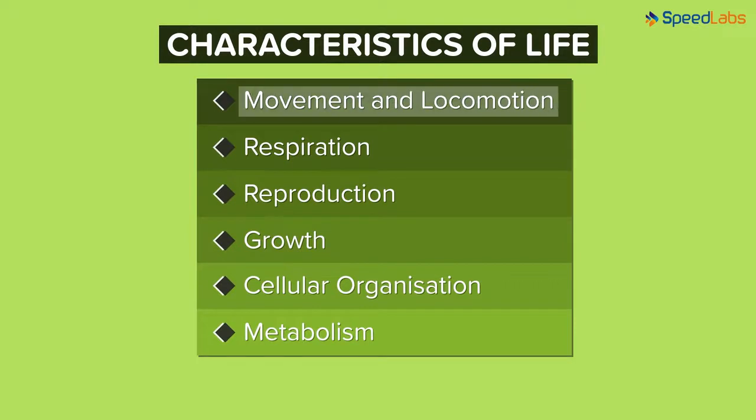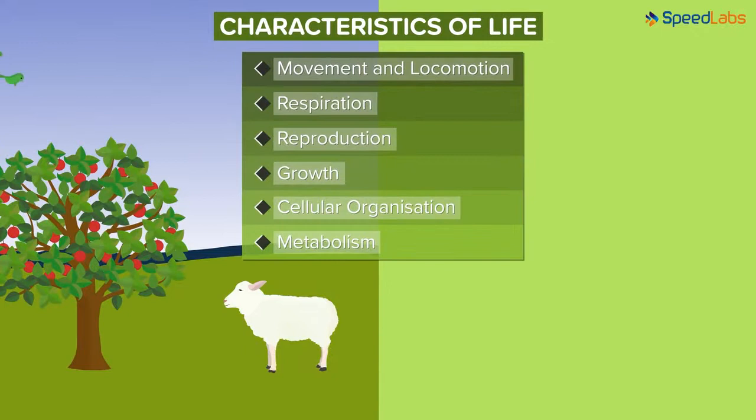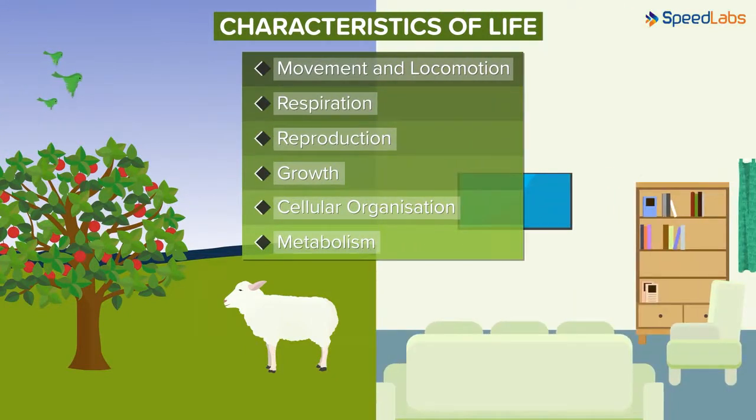Movement and locomotion, respiration, reproduction, growth and cellular organization along with metabolism are a few fundamental characteristics of life. These characteristics help us differentiate between the living organisms and the non-living objects that share planet Earth.